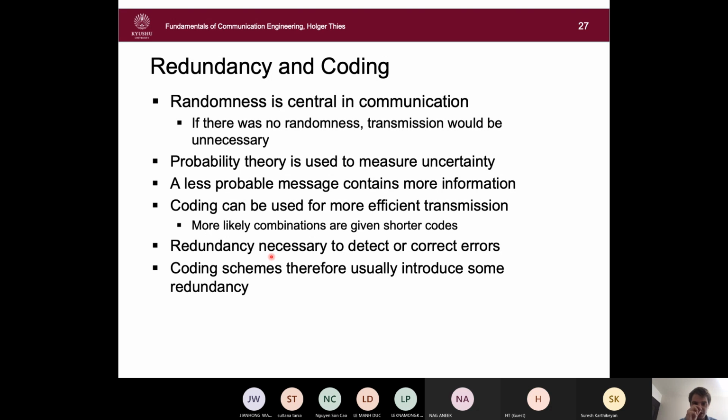So we can add something like a test bit at the end of the message to detect errors. And if we send even more information, it's often possible to not only detect errors but even correct them. This is why coding schemes not only try to make the message shorter, but often also artificially make the encoded message longer again to introduce some redundancy, to make it possible to detect or correct errors.